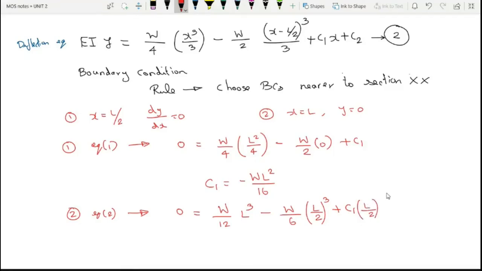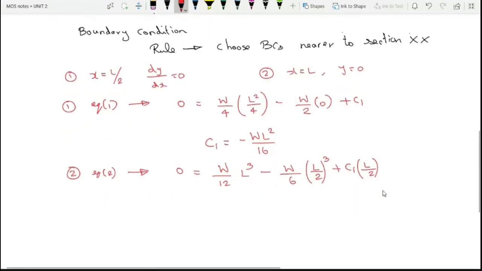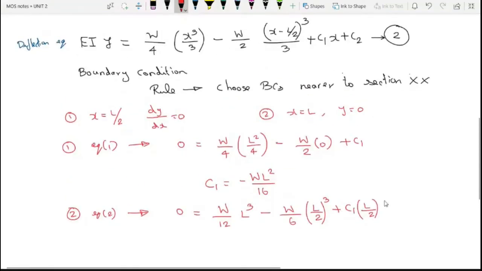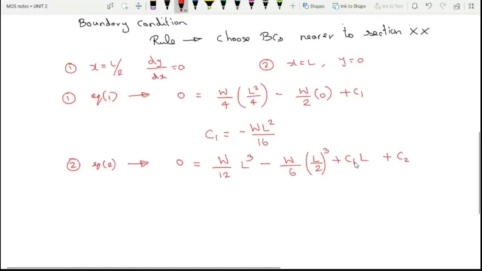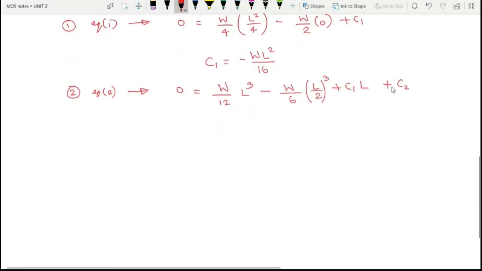Yes, so this is how I am getting it. C1 into L, plus C2. My aim is to identify C2, which means C2 will be equal to, taking the other terms on the other side. Let me consider this will be a positive value here.